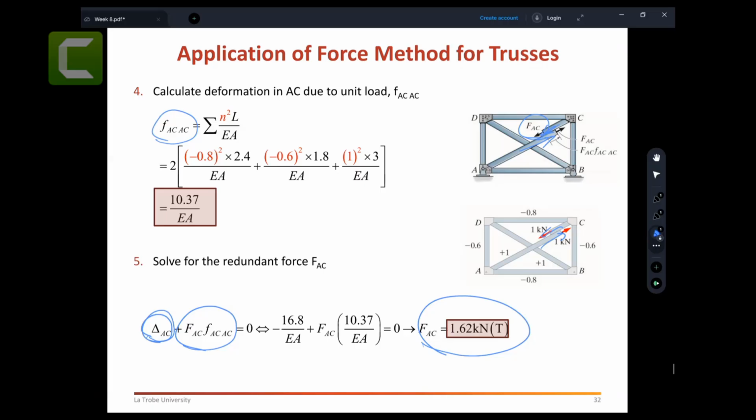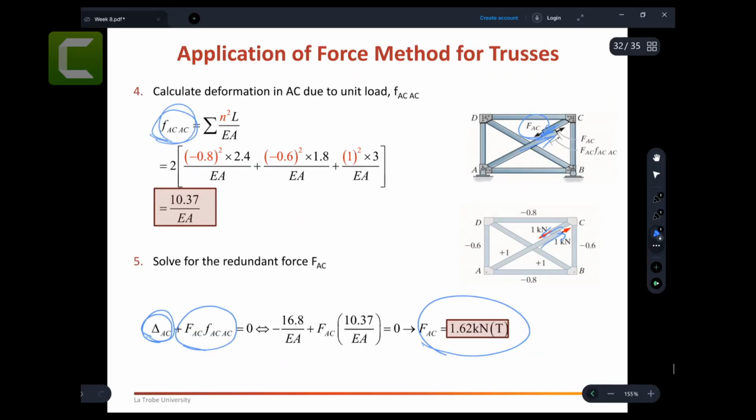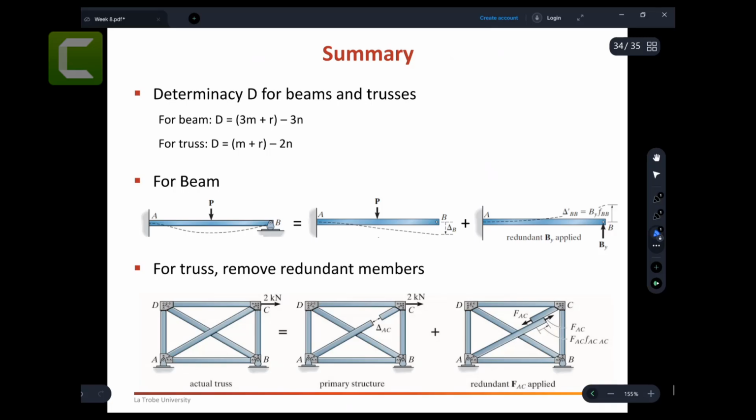By the way, it's just finding one displacement, and then there is a second displacement, two displacements equal and opposite, and then you can find the unknown forces. So in summary, first of all, you need to find the degree of indeterminacy for the beam and truss. D equals 3m plus r minus 3n, that is the beam equation. That is the truss equation. Once you find the degree of indeterminacy, either 1 or 2, I think in these examples we generally give you 1 or 2. It will not go more than that.